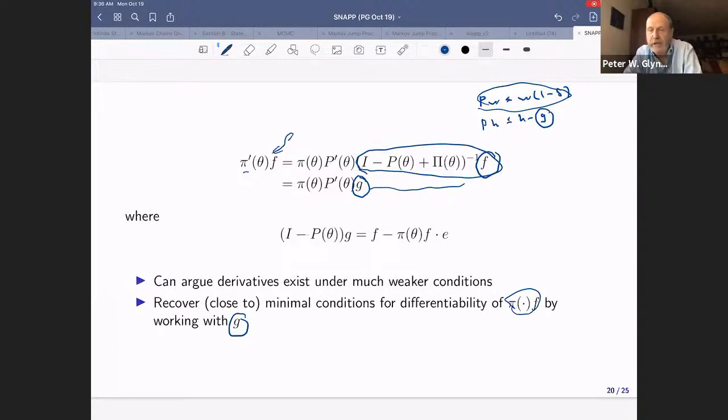Have you discussed Poisson equation in connection to optimal stopping at all? I didn't do it in this talk, no. Okay. Thanks. That's all.